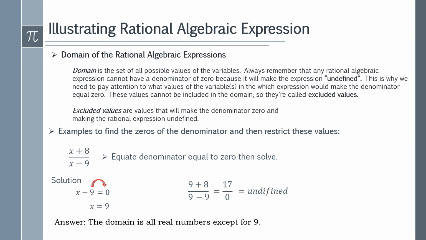Kaya nga, as much as possible, hahanapin natin ngayon yung value ng domain na magiging 0 yung denominator natin. And this is how you solve it. Just equate the denominator equal to 0 and you solve for x. Okay? So, the domain now is all real numbers except for 9. Kasi pwede kang mag-substitute ng 1. Kung i-substitute mo yung 1, magiging 1 plus 8 over 1 minus 9. So, meaning, wala kang denominator na 0.